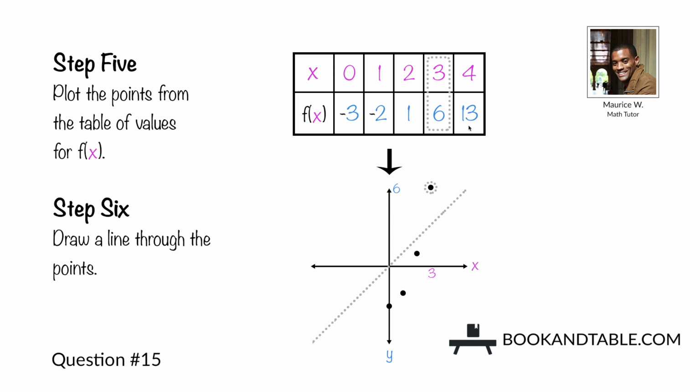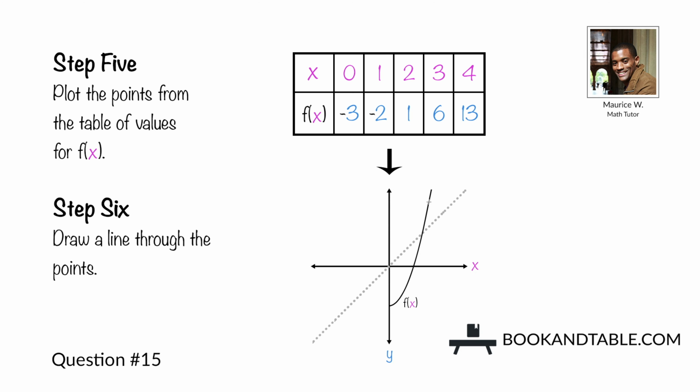Our last point, 4, 13, would not fit on this coordinate plane, so we'll exclude it from this graph. But that's fine, because with these four points, if we draw a line through those points, we will get the graph of f of x.